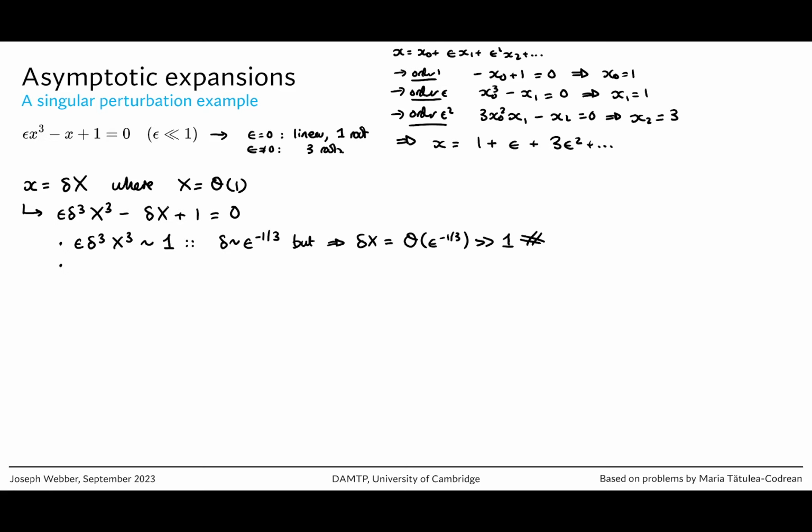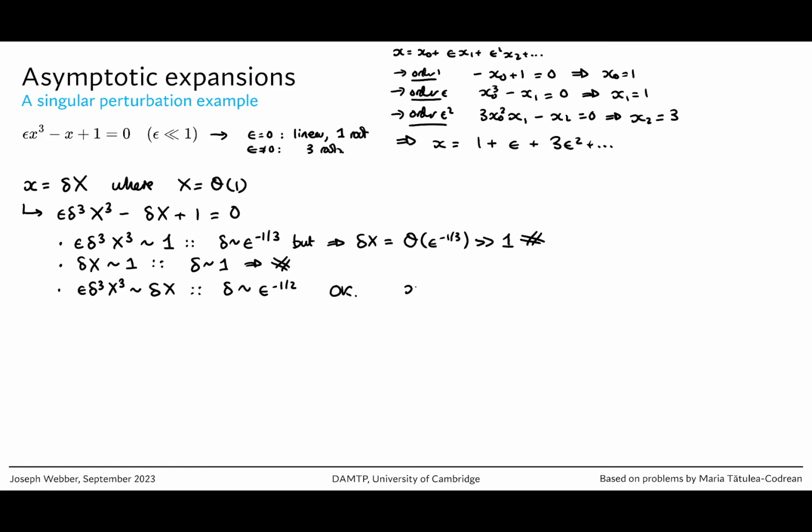If we take the dominant balance between the last two terms, we have delta X goes like 1. Well, that implies that delta goes like 1, and that's silly as well, because that just returns us back to the problem we had in the first case. So the dominant balance has got to be between the first two terms. So we have epsilon delta cubed X cubed has to balance delta X. And in that case, we have delta goes like epsilon to the minus 1/2.